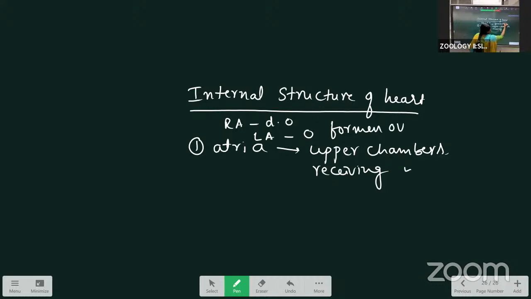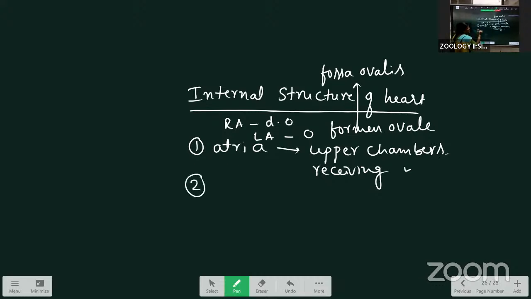This foramen ovale is present in the fetal stage. After birth, this foramen ovale disappears, and in this place a fossa ovalis is formed. Fossa ovalis. Here, the right atrium is larger than the left atrium. This is about the atria.